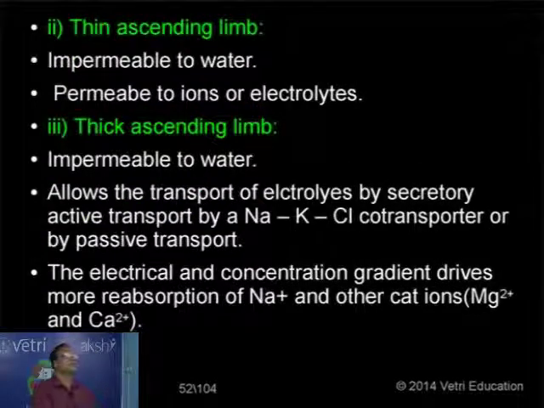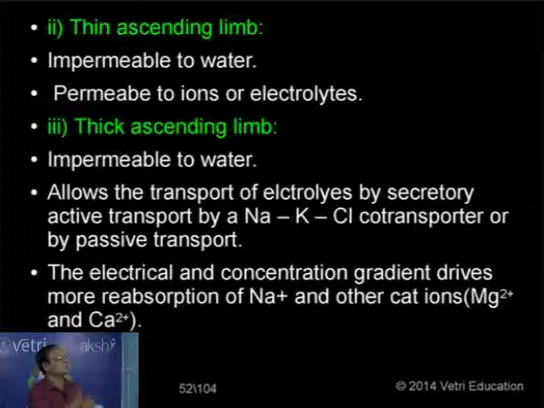Now, the thin ascending and the thick ascending limbs are normally impermeable to water. The first one, the descending limb, is permeable to water. Now these two regions are impermeable to water, but they are permeable to electrolytes. So the thin ascending limb is impermeable to water, but permeable to ions and electrolytes. The same is the case with the thick ascending limb. This is also impermeable to water.